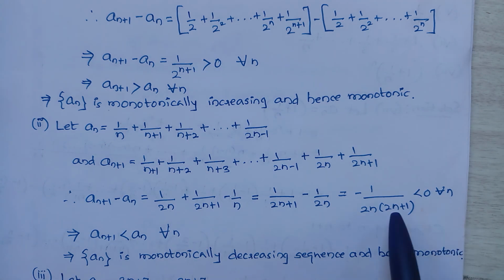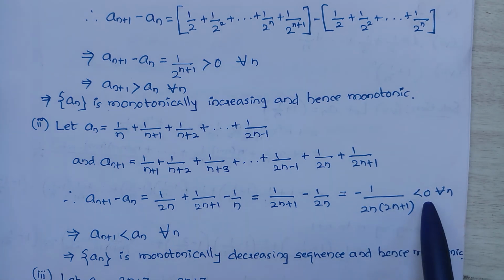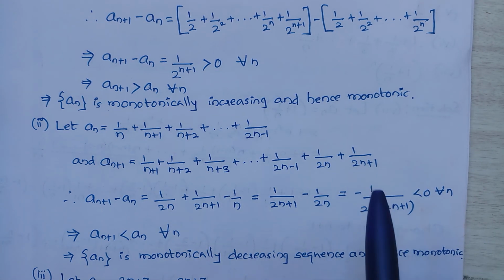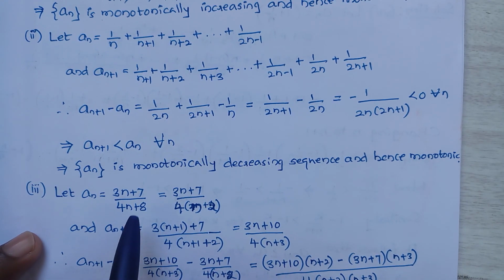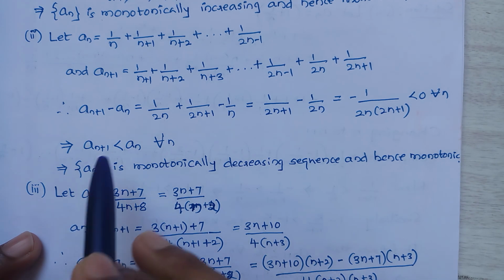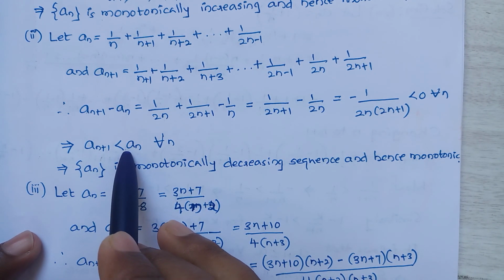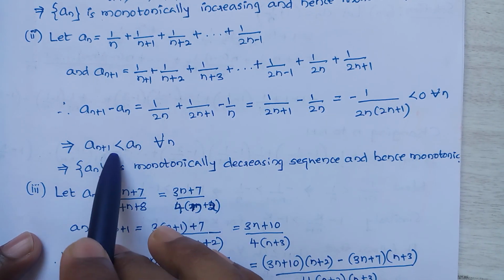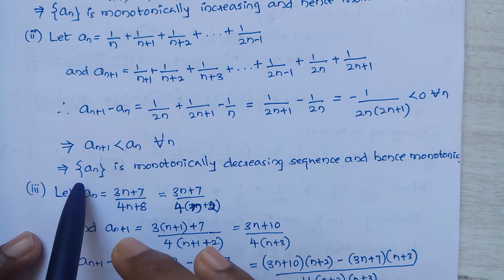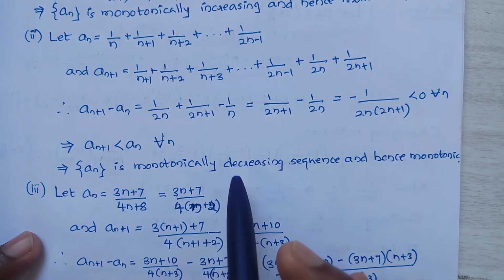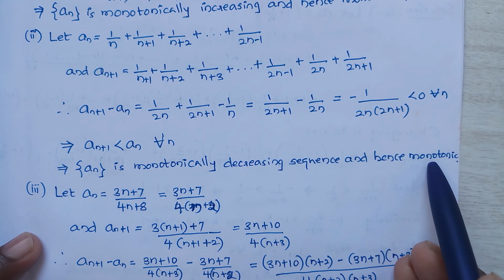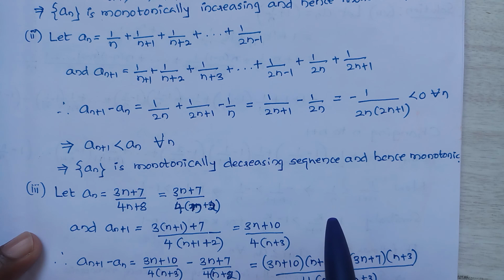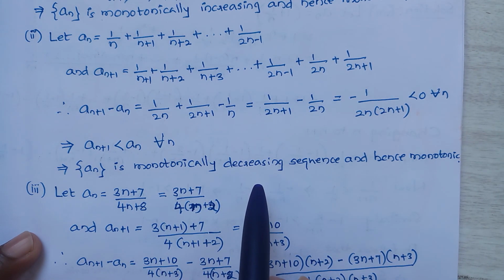If you take any natural number here, this is less than 0 because it is a negative term. Therefore here we are getting an plus 1 is less than an. So this is the condition of what? Monotonically decreasing sequence. Therefore we can say sequence an is monotonically decreasing, and hence it is monotonic, because a monotonic sequence may be monotonically increasing or monotonically decreasing.